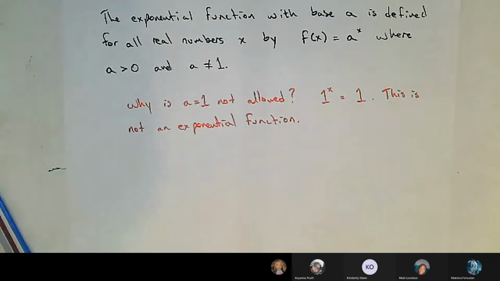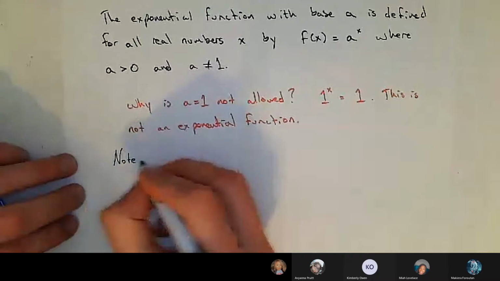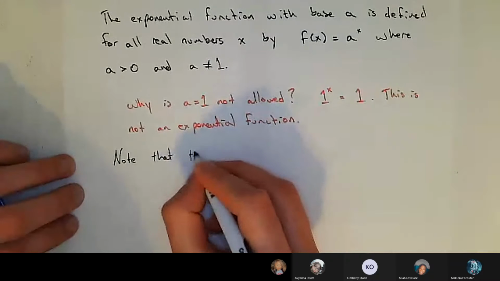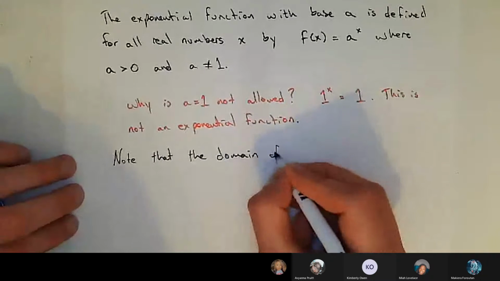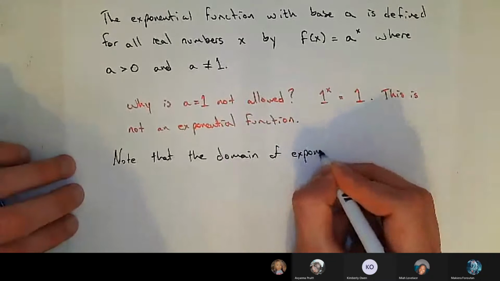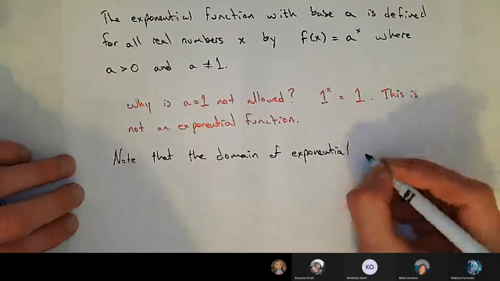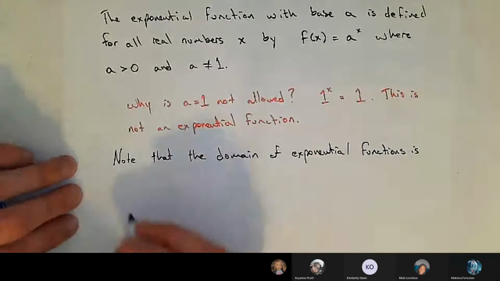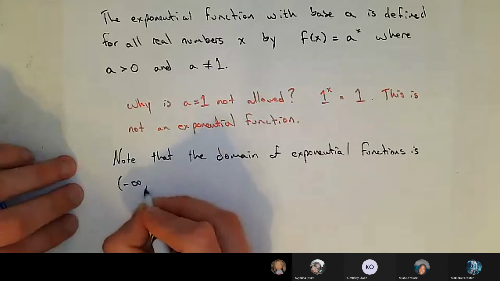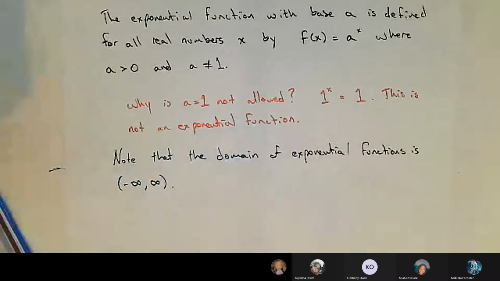I've noted the domain, so let's just make a note that the domain is unrestricted. So when I say unrestricted, that means I can write it down as an interval like this. So for any exponential function, this is its domain.